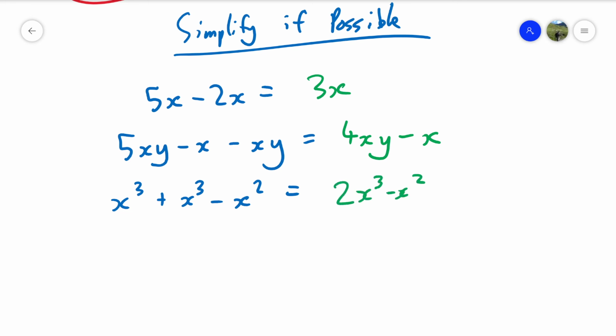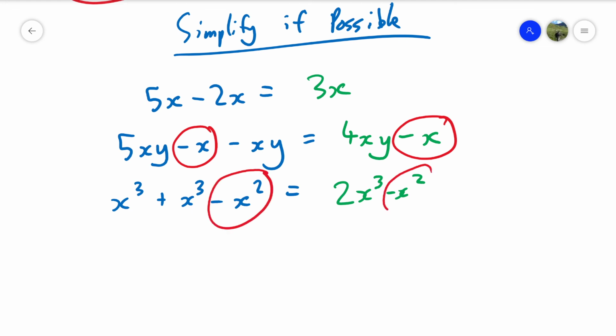How did that work? Let's first of all circle the things that didn't change. There was a minus x here, there's still a minus x here. There was a minus x squared here, there's still a minus x squared here. The things that have changed are we've combined these. I've combined these x's because 5 minus 2 makes 3.